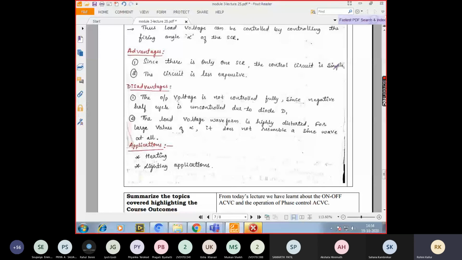The disadvantage is that the output voltage is not controlled fully, since the negative half cycle is uncontrolled due to diode D1. So in converters where I want only the positive half to be controlled, and with that I am doing some modification on the load side, it is preferred; otherwise it is not a preferred circuit. The second disadvantage is that the load voltage waveform is highly distorted. For large values of alpha, it does not resemble a sine wave at all.